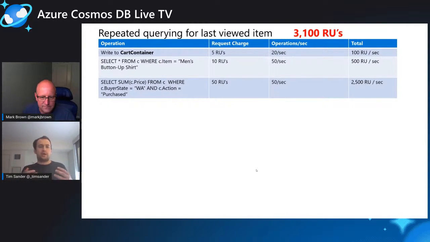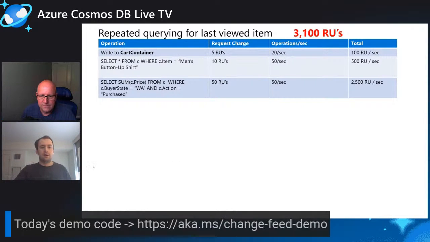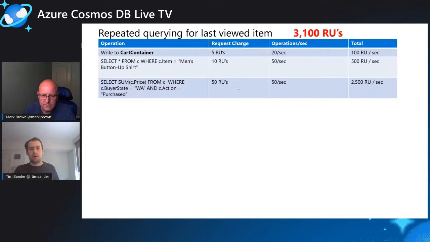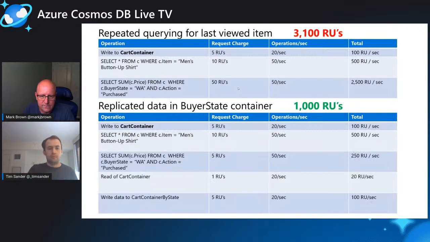So if we just had a cart container and we didn't have the cart container partitioned by state, obviously this query is cheap, right? The one where we filter by item, we say 10 RUs, but it's probably even cheaper than that. But the query where it's cross-partitioned, here I use 50 RUs as my ballpark number, but we just ran it and it was 30. We could use 30 in the estimate, and when you do that math, we get 3,100 RUs.